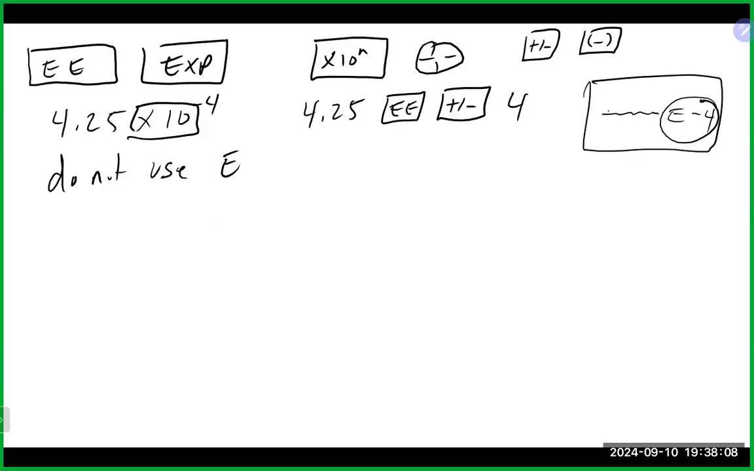Any questions on that? I think everybody's pretty good on scientific notation and punching it in. If by some chance you still don't know how to do that, I would definitely see me this week before next week's exam, to make sure that you know how to do that.